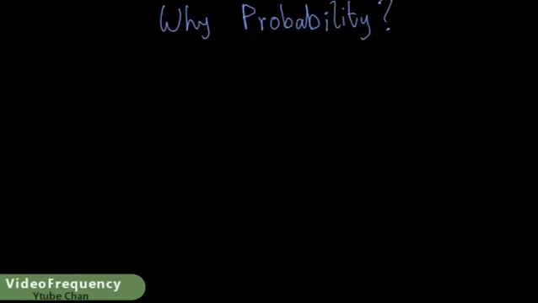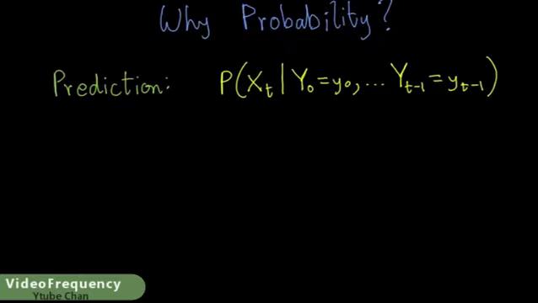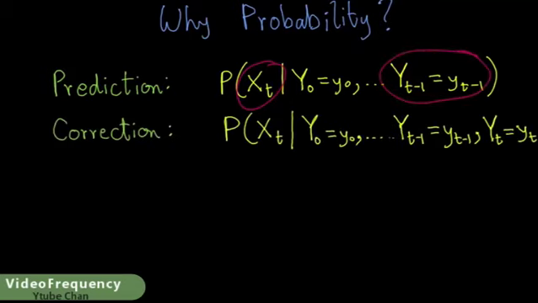Wait a second. Why do we need probabilities? I guess it makes sense for prediction, because we don't know what the value of x is at time t, since we only have information till time t minus 1. But what about correction? We know what the measurement is at time t. Why can we not get a definitive value for xt? Why is this a probability distribution?